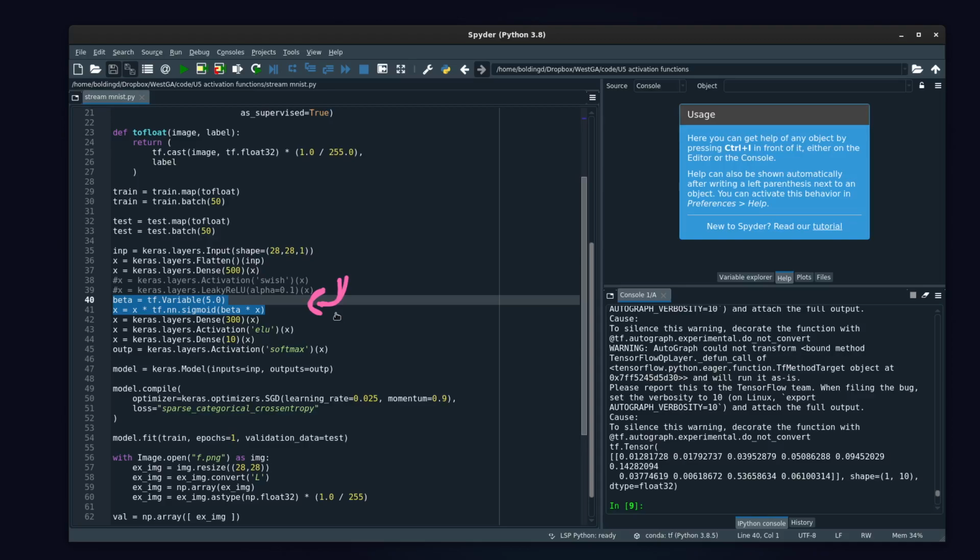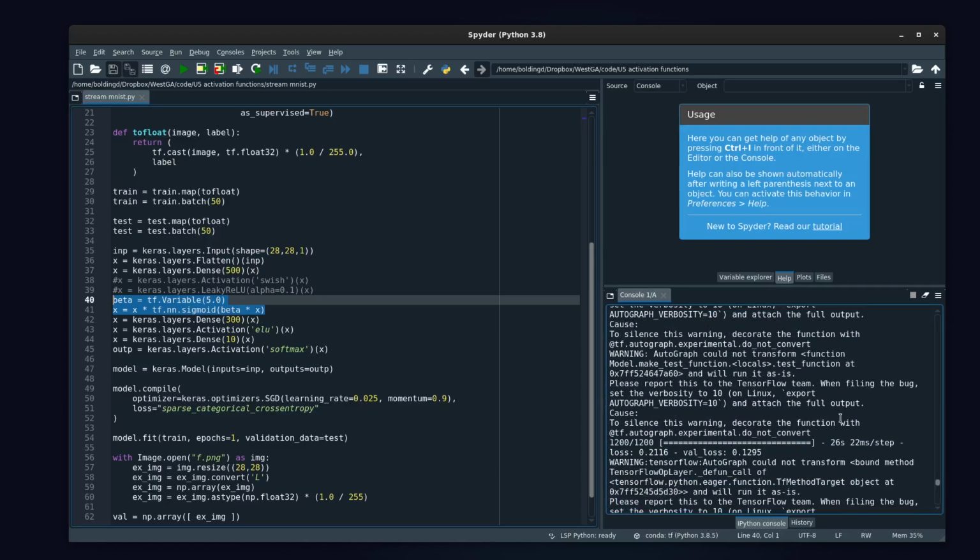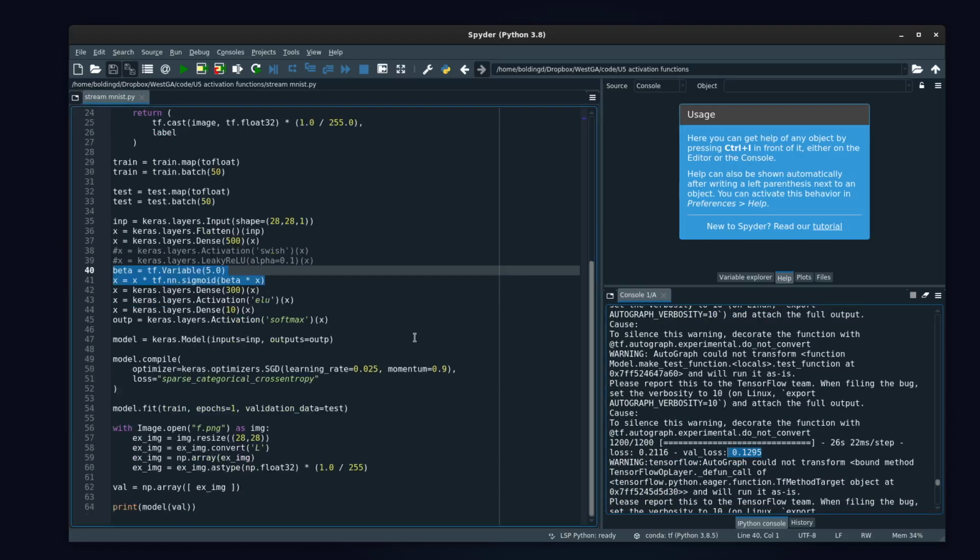All right, and did we get a validation loss using our beta? It should be somewhere around here. 0.1295. Again, probably meaningless, but neat, right?